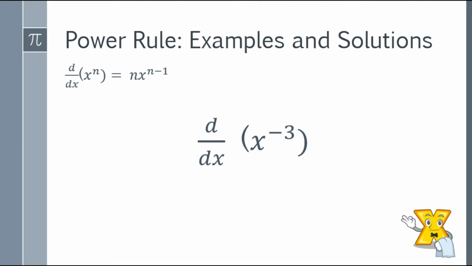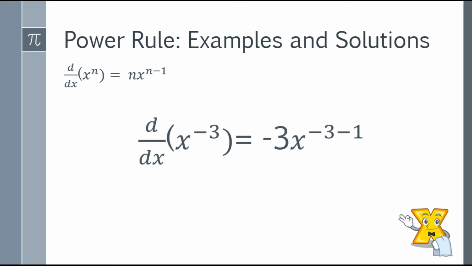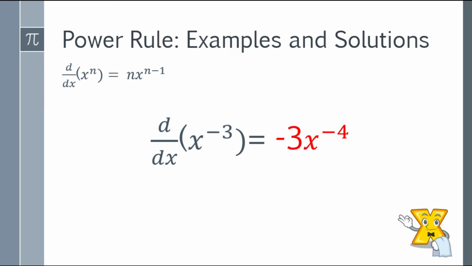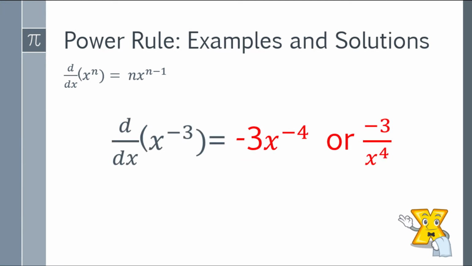Okay, next example. Paano naman pag negative exponent? So, same rule apply naman. Kunyari, x to the negative 3. Yung negative 3, ilalagay mo sa harap, that will be negative 3x. So, tapos, yung exponent, babawasan mo ng isa. Negative 3 minus 1, that will be negative 4. So, ang sagot ay negative 3x to the negative 4. Or, negative 3 over x to the 4.